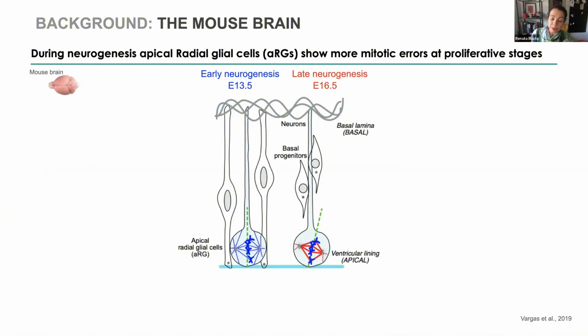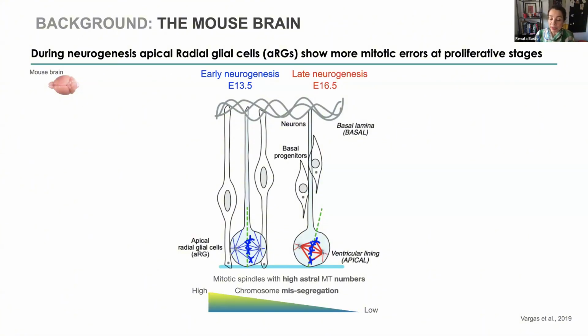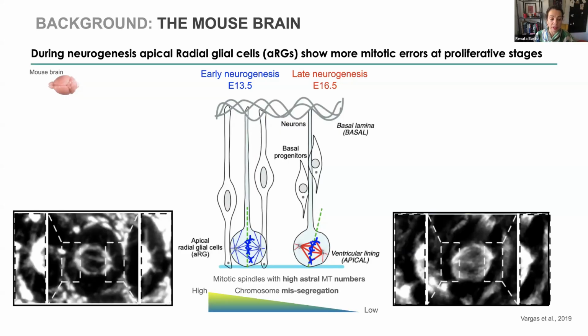What we have shown is that apical radial glial cells, these cells that I told you are bipolarly attached, have mitotic spindles with high levels of astral microtubules at early developmental stages, and high levels of chromosome segregation errors. For those of you who do not know, astral microtubules are the microtubules that emanate from the poles and contact the cortex. We do not think this is just correlative, because we have shown that if we modify spindle morphology, then the frequency of chromosome segregation errors decreases.